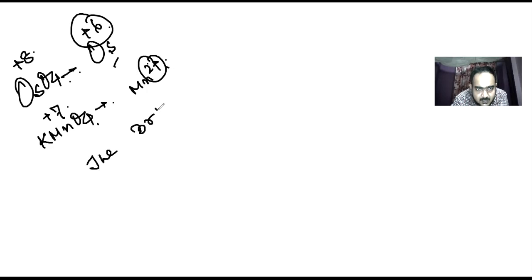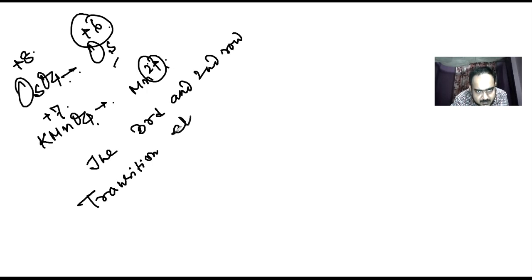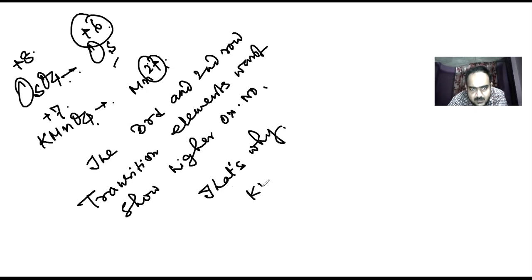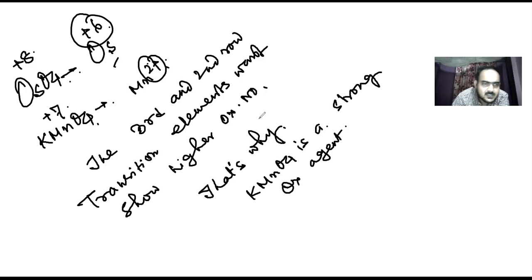The third and second row transition elements want to show higher oxidation numbers. That's why you can see here that KMnO4 is a strong oxidizing agent. You can see the change in oxidation number is 5 units in one case, and the change in oxidation number is 2 units in the other.